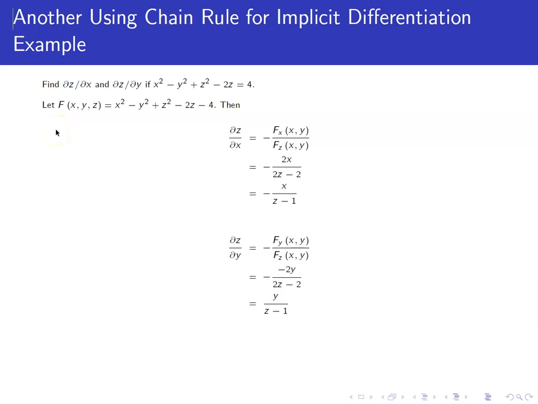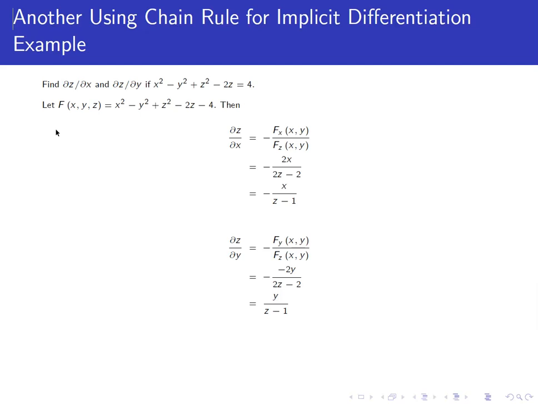In this video, we're going to look at another example of using chain rule to help us find implicit differentiation, or derivatives using implicit differentiation. So this one we have the equation x squared minus y squared plus z squared minus 2z equals 4. And we want to find the partial of z with respect to x and the partial of z with respect to y if we think of z as an implicit function of x and y.